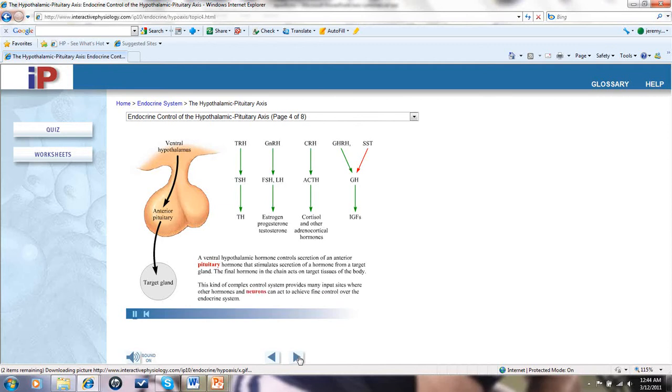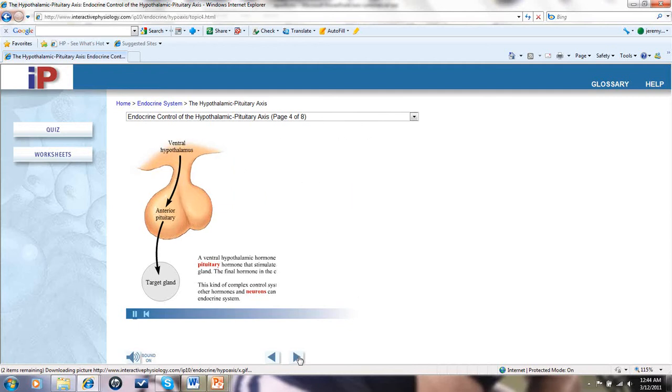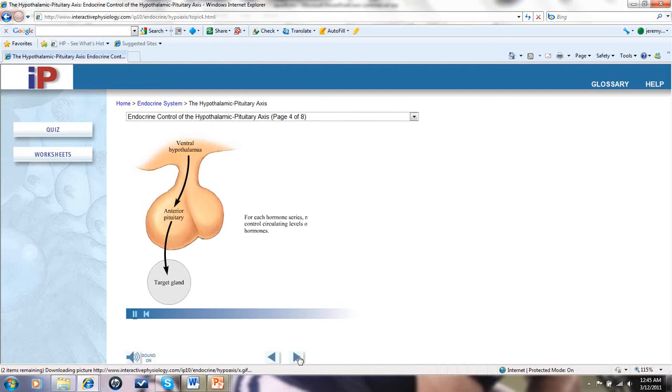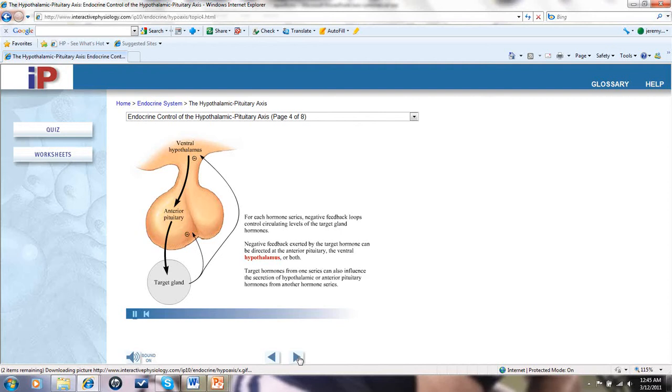This kind of complex control system provides many input sites where other hormones and neurons can act to achieve fine control over the endocrine system. Let's look first at the influence of hormones. For each hormone series, negative feedback loops control circulating levels of the target gland hormone. Negative feedback exerted by the target hormone can be directed at the anterior pituitary, the ventral hypothalamus, or both. Target hormones from one series can also influence the secretion of hypothalamic or anterior pituitary hormones from another hormone series.